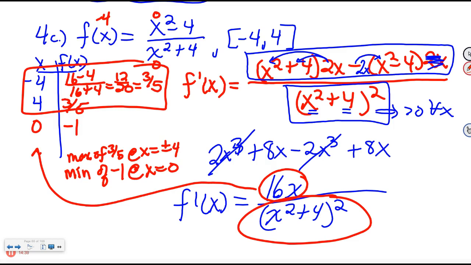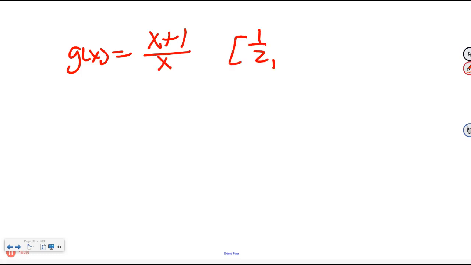And I want to do MVT number 5. So kind of page through to the MVT section, it'll be 3.2. We're going to look at number 5. g of x equals x plus 1 over x on the interval from 1/2 to 2. It says determine if the MVT can be applied to the following function on the given interval. If so, find the values guaranteed.